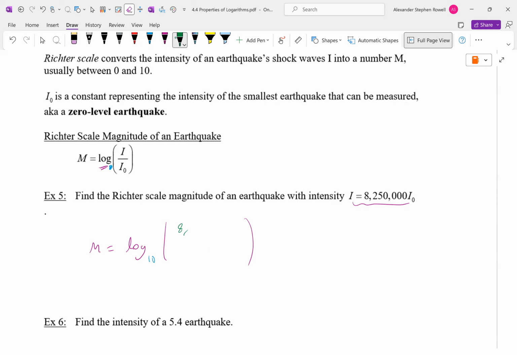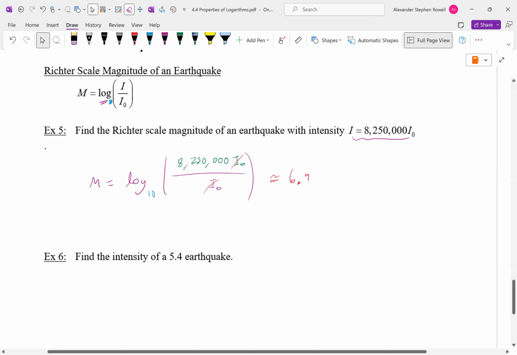8,250,000. I naught is the smallest intensity that can be measured by our instrument. So these cancel, and I plug that into my calculator. Log base 10 of that number, for sake of time, the answer is about 6.9. That is the magnitude of that earthquake.